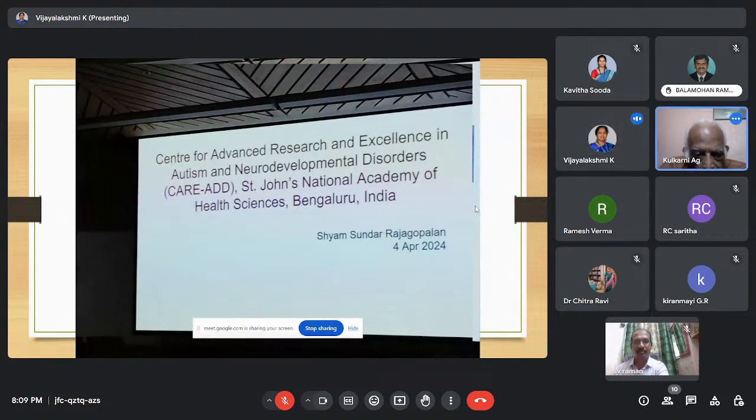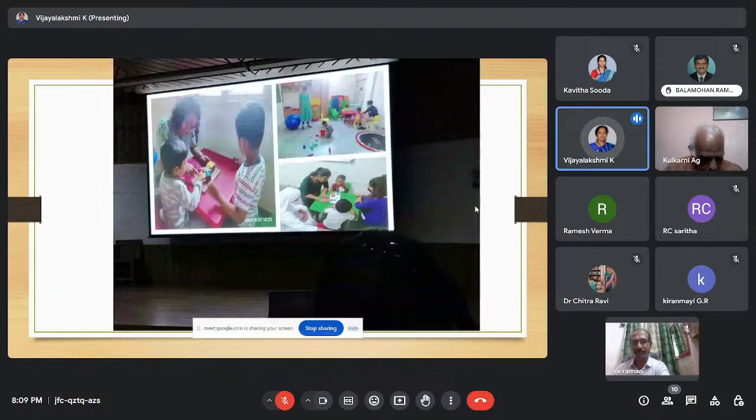And here, the Center for Advanced Research. This is in St. John's, one more unit where brain studies are carried out. At St. John's Hospital, they have a Center for Advanced Research and Excellence in Autism and Neurodevelopmental Disorders, that is CARE-AND, St. John's National Academy of Health Sciences, Bangalore. They are also developing some platforms and technology for autistic children.